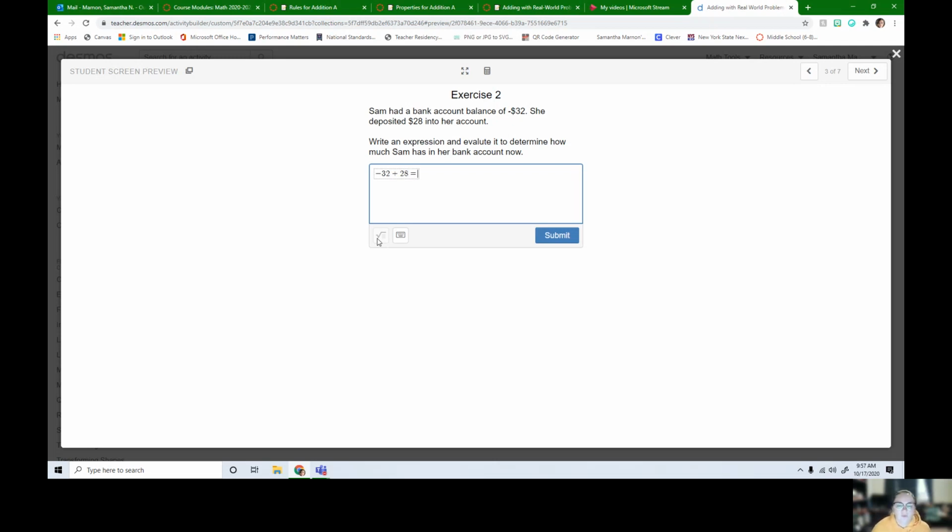If we remember our rules for adding, we can do 32 minus 28 because they have different signs. We get 4. To decide if this 4 is positive or negative, we have to look for the number with the greater absolute value. 32 is more than 28, so this 4 is going to be negative, just like that 32. So Sam now has negative $4 in her bank account. When you're done, hit submit.